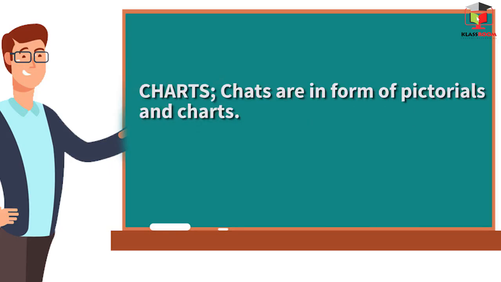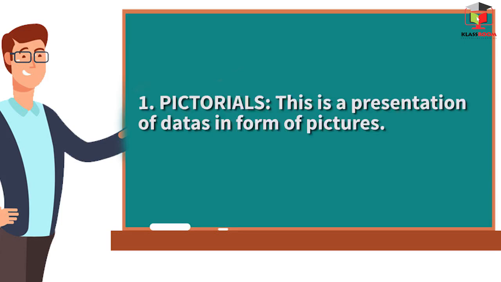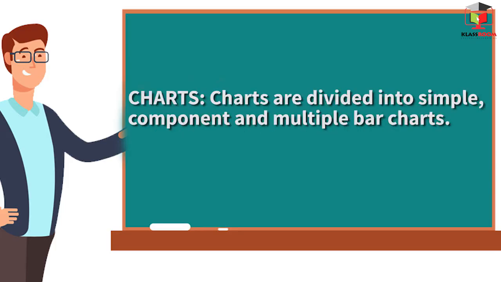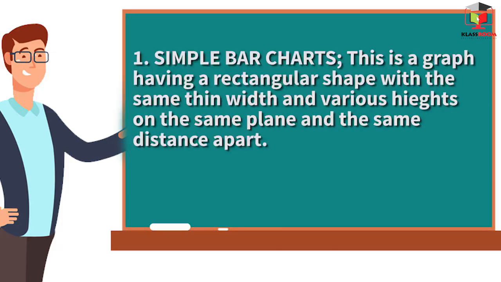Charts are in the form of pictorials and charts. 1. Pictorials. This is a presentation of data in the form of pictures. The next one is charts. And charts are subdivided into simple, component, and multiple bar charts. Simple bar chart. This is a graph having rectangular shapes with the same thin widths and various heights on the same plane and the same distance apart.